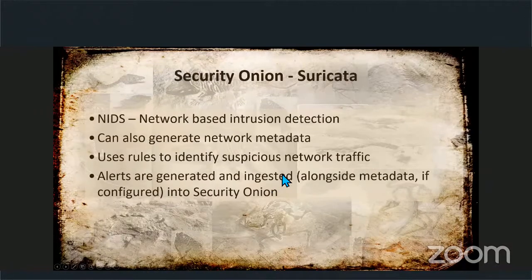Again, one of the main components within Security Onion for network-based intrusion detection is going to be Suricata. It generates those NIDS alerts. It can also generate network metadata. If you're familiar with Zeek in the sense that it generates activity for connections, HTTP traffic, etc., Suricata can also do the same now. So there's an option to do either or in Security Onion. And then obviously it uses rules to identify suspicious network traffic. Those alerts are generated and then ingested into Security Onion, and then we can act on them and gather more context as we need to.